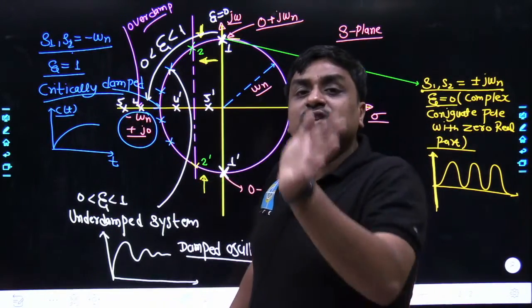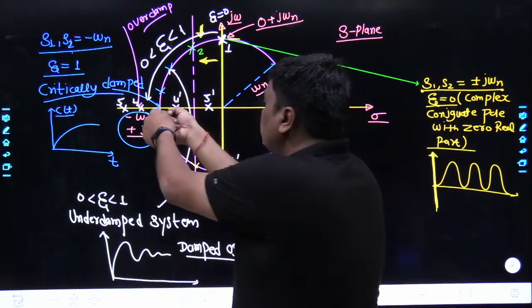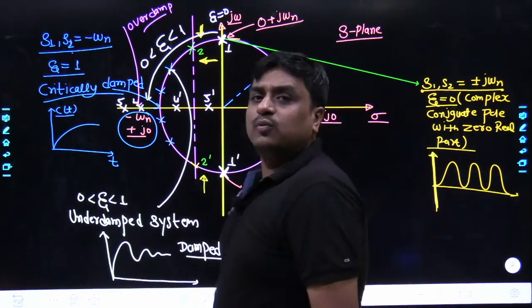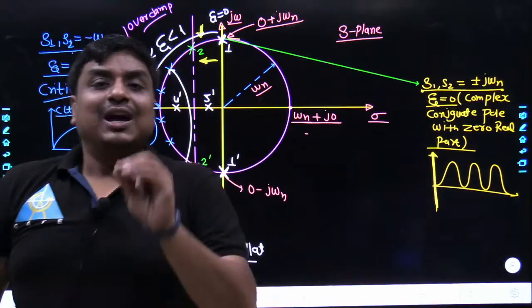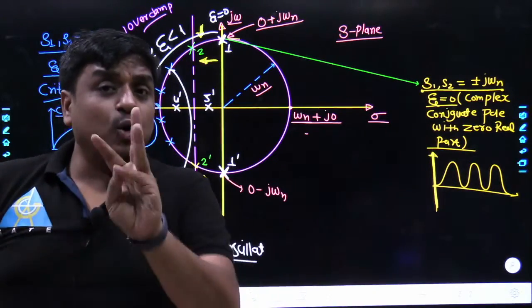And as the value of zeta would go beyond 1, what will happen? One pole would go towards the right hand side, the other pole would go towards the left hand side, and put together the nature of the poles would be pure real and distinct.